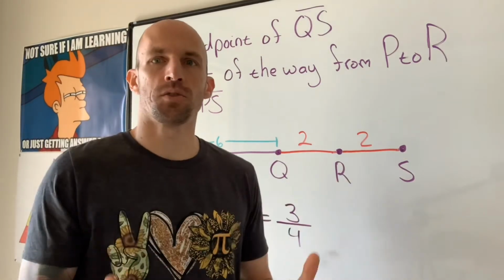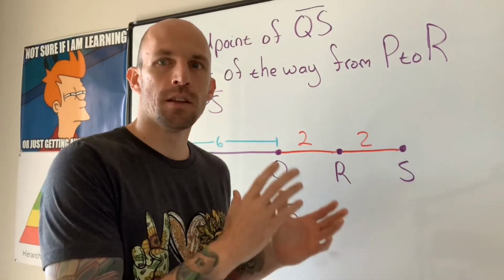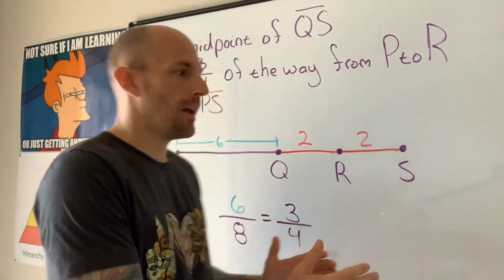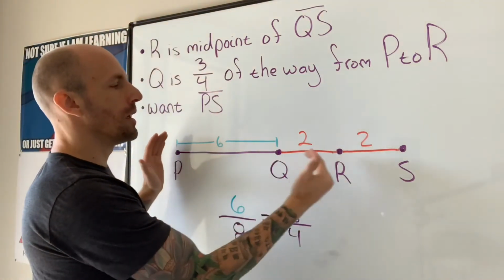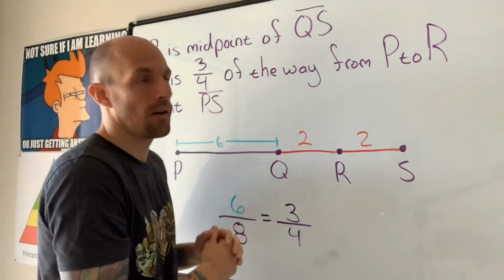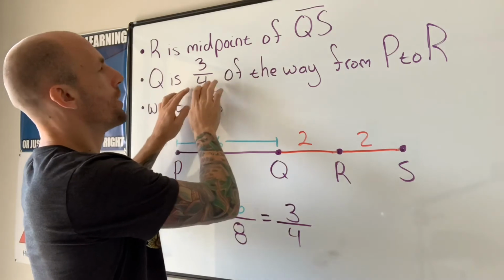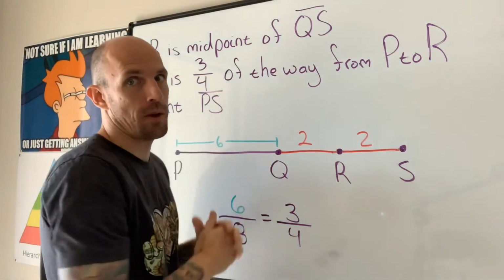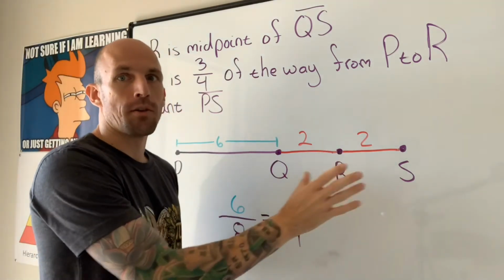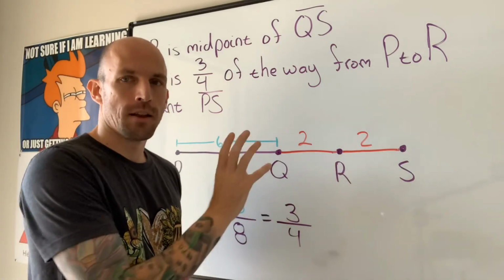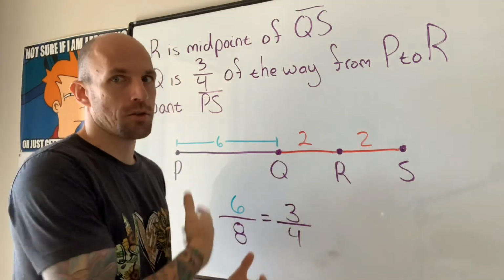So reviewing our strategy here, the key is in the labeling of the diagram. It looks like PQ is 2/3 of PR, but we're told that PQ is 3/4 of PR. So if we label our diagram very well and pay attention to our labeling, the answer should come very naturally.